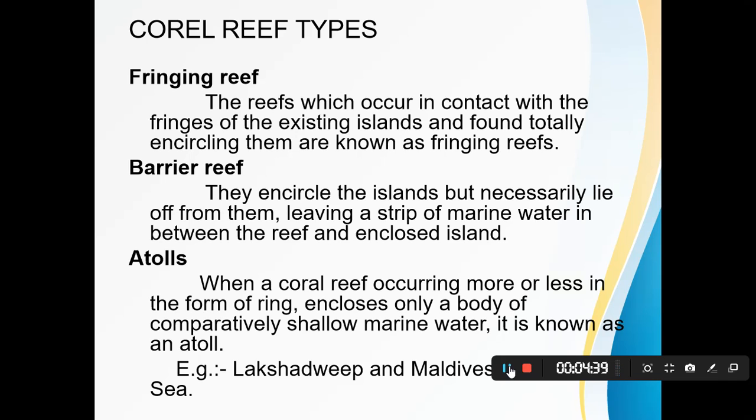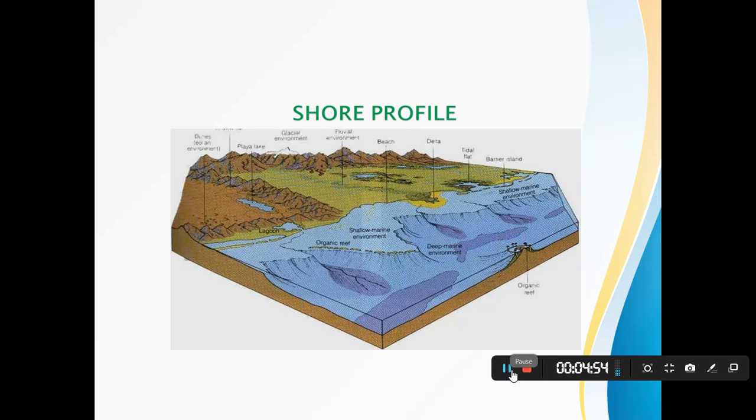Atolls. When a coral reef occurring more or less in the form of a ring encloses only a body of completely shallow marine water, it is known as an atoll. Example, Lakshadweep and Maldives in the Arabian Sea.